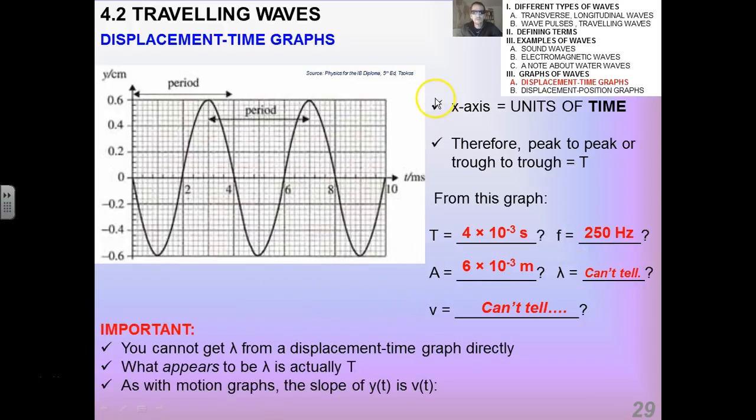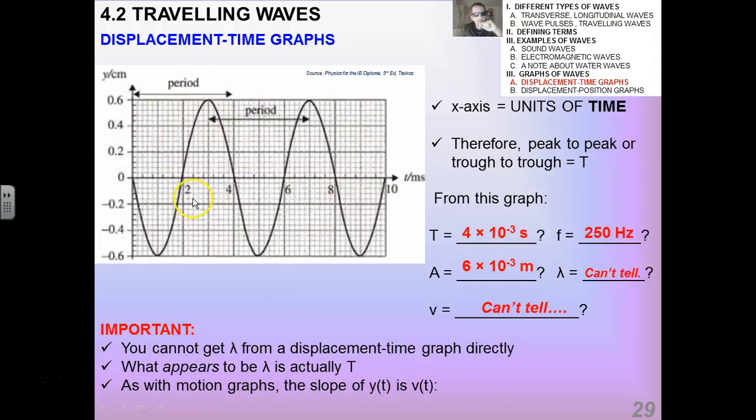So this underscores a certain point. Number 1, you can't get the wavelength from a displacement-time graph directly. You have to have some other information or have another graph. Number 2, what appears to be the wavelength, which is the distance from crest to crest or trough to trough, is actually the period. And number 3, as with motion graphs, the slope is v of t.